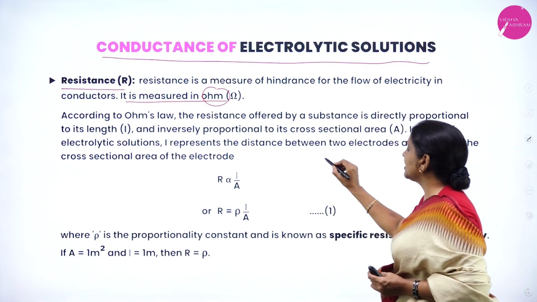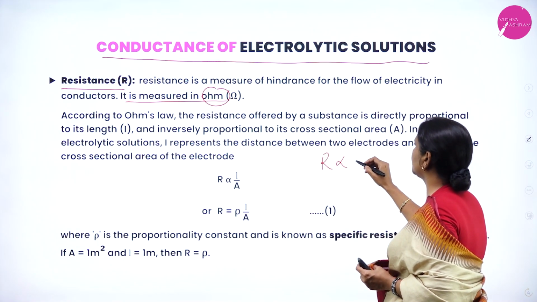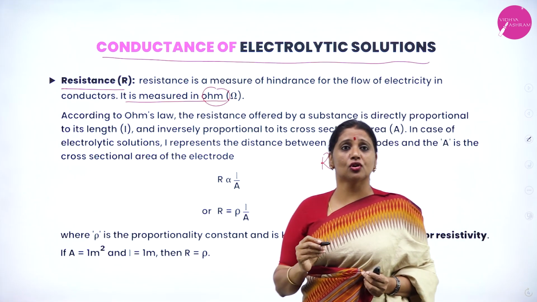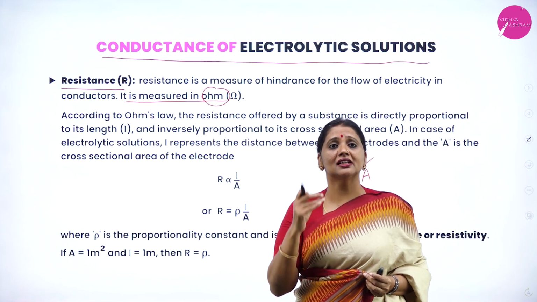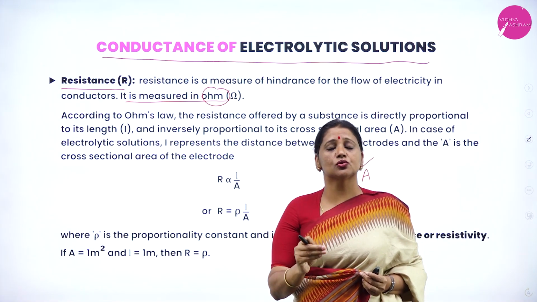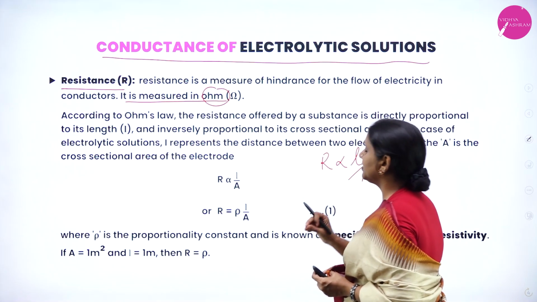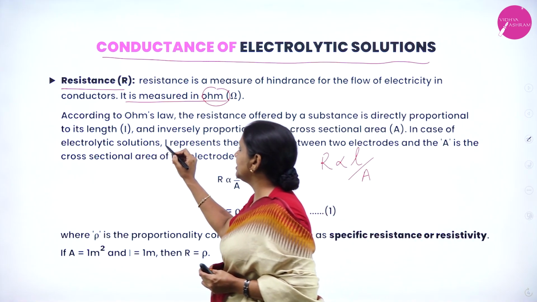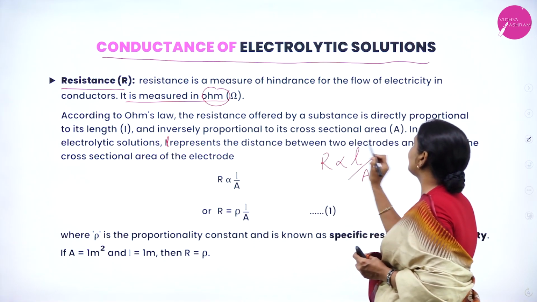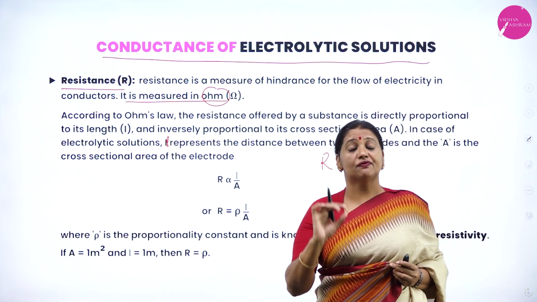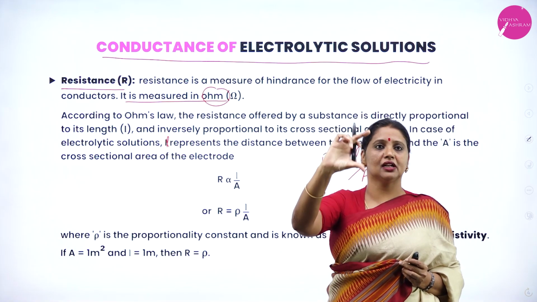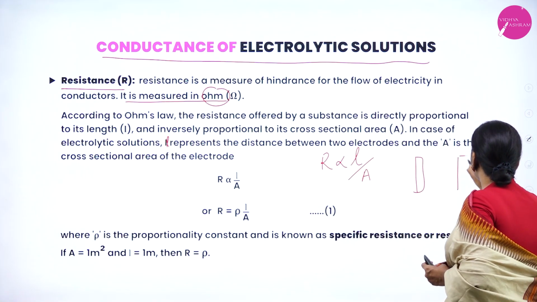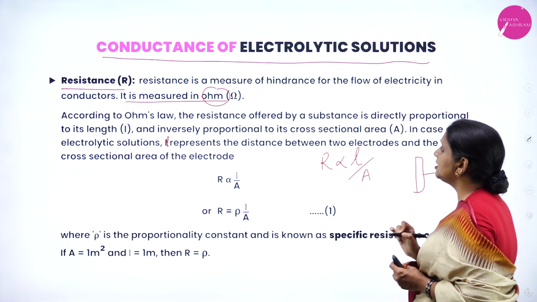According to Ohm's law, the resistance is directly proportional to length as well as inversely proportional to area of cross section. So, when you consider Ohm's law, the resistance of any electrolytic solution is directly proportional to the length and inversely proportional to its area of cross section. For an electrolytic solution, L represents the distance between the two electrodes. If it is a solid material, it is the length of that material.